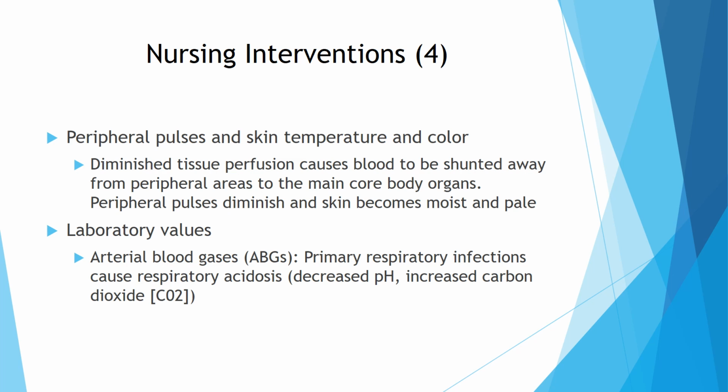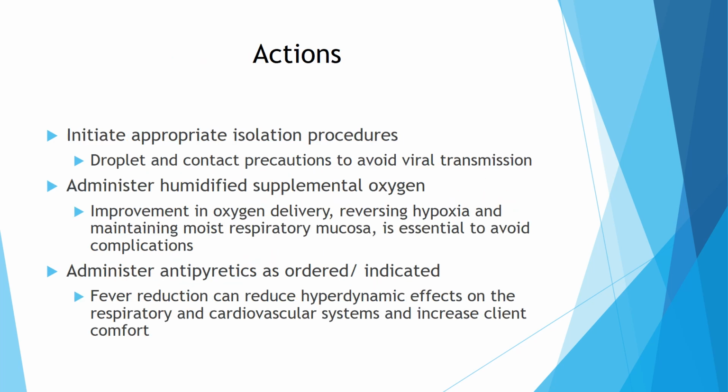Lab values, what are we going to see? ABGs. Primary respiratory infections will cause respiratory acidosis, decreased pH, increased carbon dioxide. We are going to put these clients on isolation, droplet and contact precautions to avoid viral transmission, right? We want to make sure that we don't transmit this to anybody else. We're going to want to protect them. We want to protect everyone else.